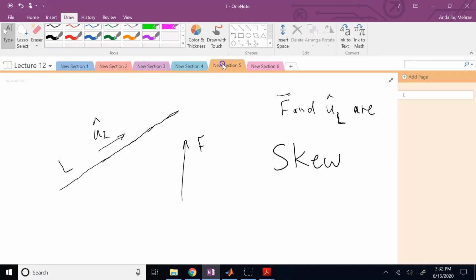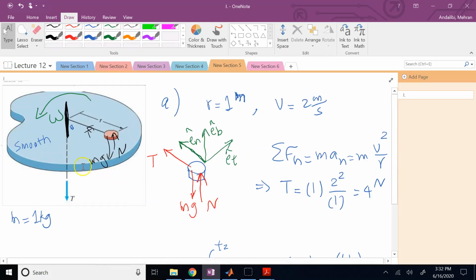And in this case, if you look, N and mg are parallel to this axis, B, and T is intersecting. I'm looking about this axis here.